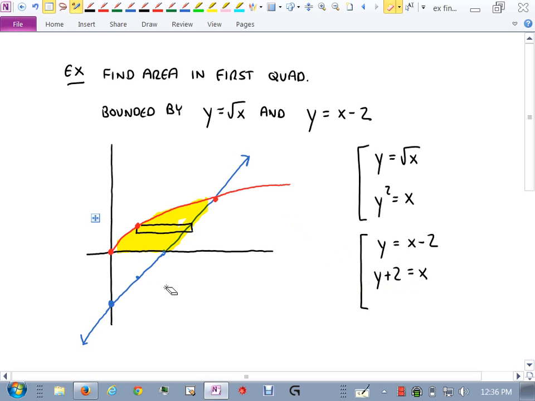Now, which is which? Let me label them correctly here. The red one comes from this right here, right? So I'm going to say f of y here. Oh, wait, hold on. That's the bottom one, isn't it? The bottom one, that's g. The top one is the line. The line is this one. The other one is that one. So g of y, the bottom one, is y squared. And f of y is what? Y plus 2. Any questions on that?